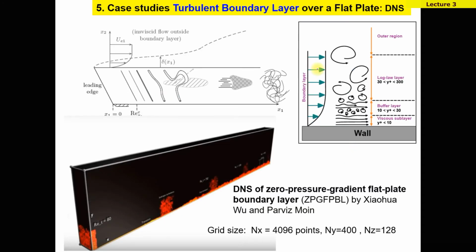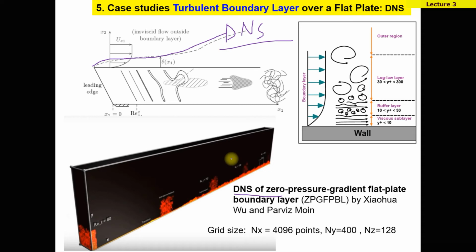Here I am presenting a DNS study. This is the DNS study I am going to present. It is carried out by NASA and Stanford University. In this case, a very small domain is taken in the Z direction. We want the flow in the XY plane, and this is the time average boundary layer.